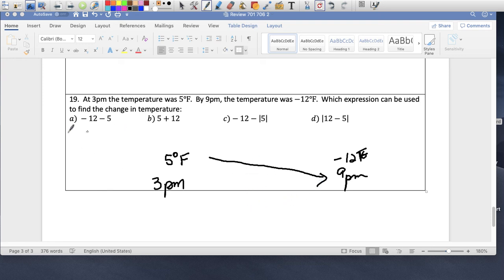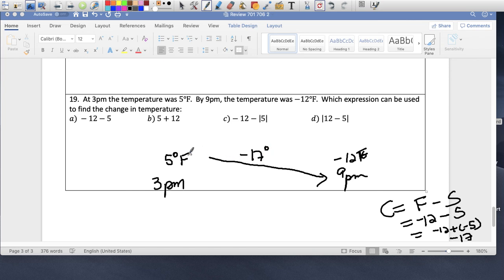So I need to find the change. So forget my multiple choice for a second. So how do I find change? Change is final minus start. So let's substitute. What's my final temperature? Negative 12. Minus, what's my beginning temperature? 5. What's negative 12 minus 5? It's negative 12 plus negative 5. So that's going to give me negative 17. So the change is negative 17 degrees. So it was 5. It dropped 17. And where are we now? Negative 12. Which of these 4 expressions is going to give you this answer? That's the one you're looking for.